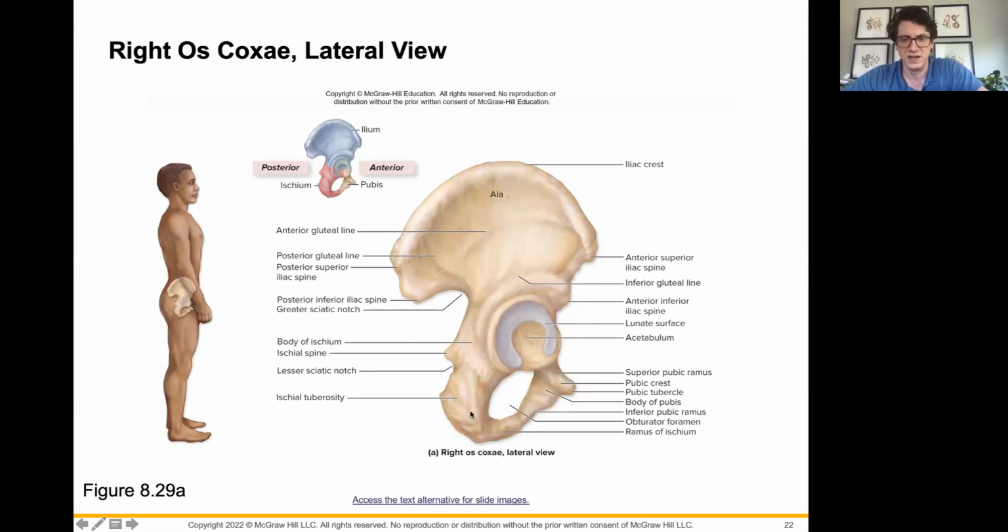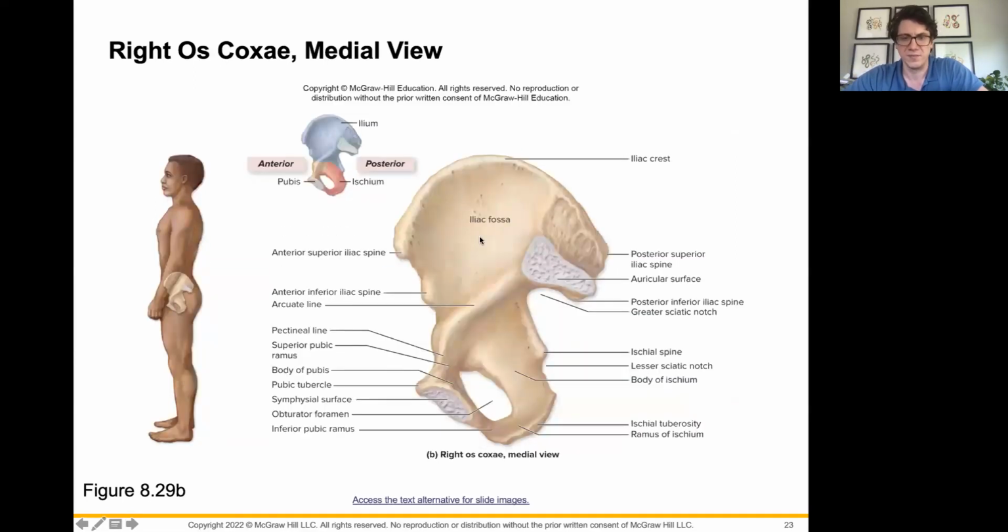So here we see that ischial tuberosity I was talking about. Here's our ischial spine. Once again, very important attachment site for muscles. We have notches right here for some of our nerves to pass through, things like that. Okay. Here we can see this ear-shaped structure. This is the auricular surface.